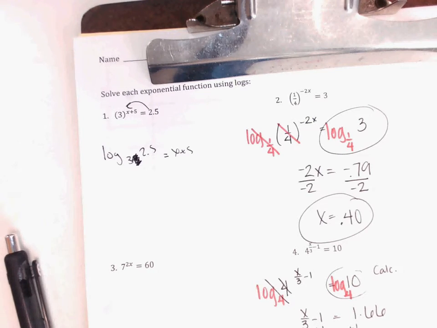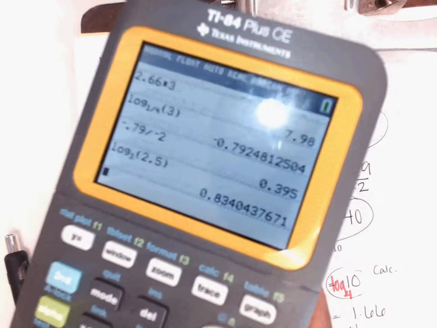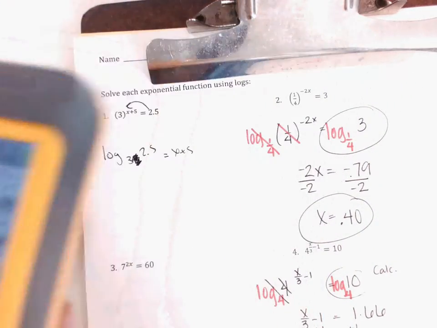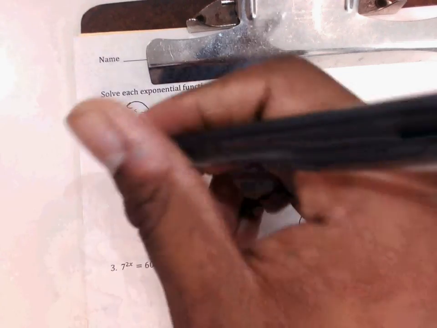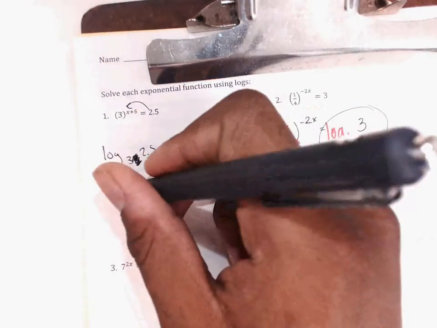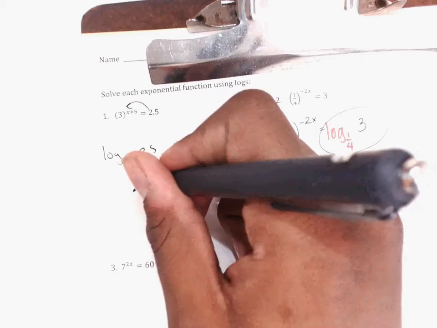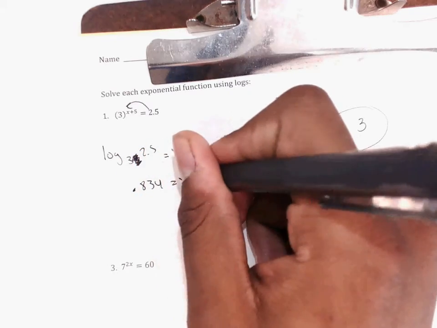So once you plug in the calculator, you get this. Can anybody tell me what you do after that? Subtract the 5 from the number you get. Yeah.